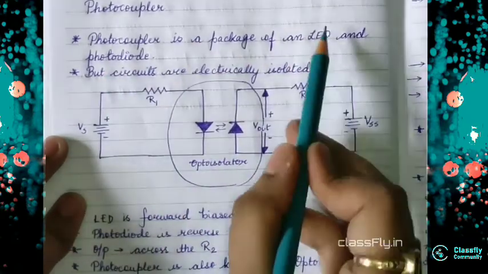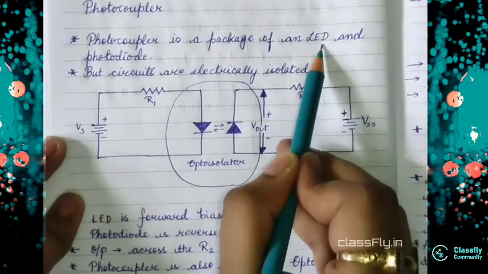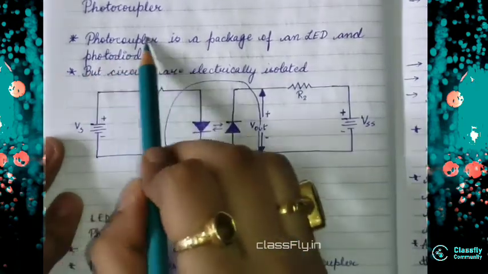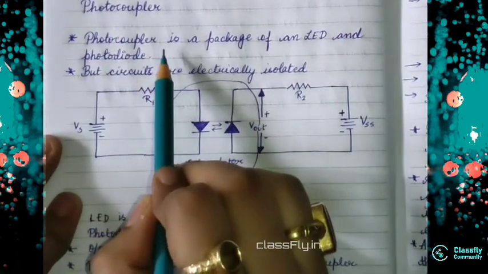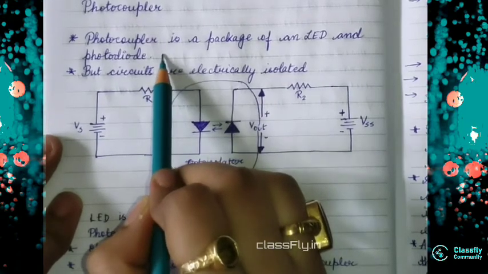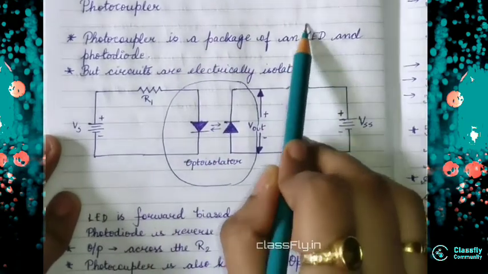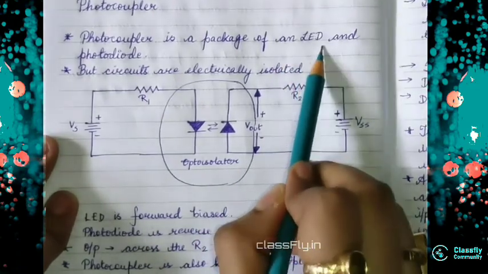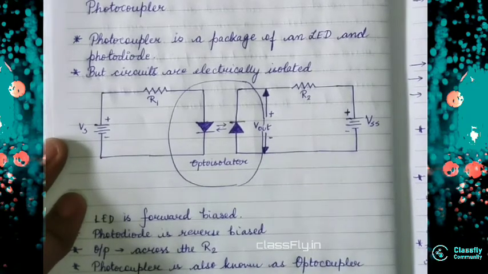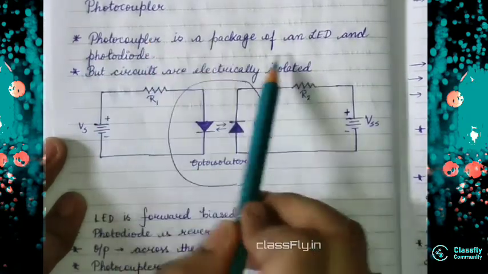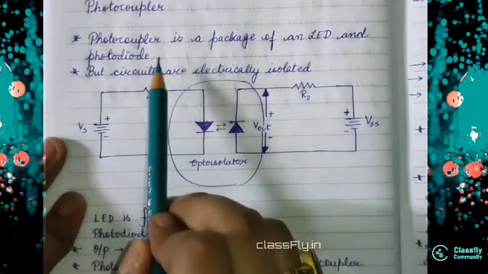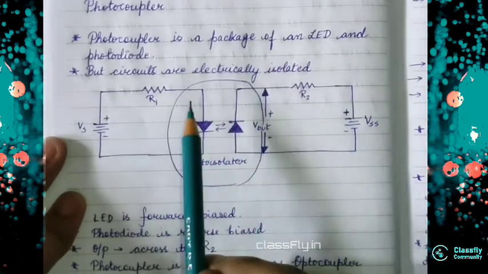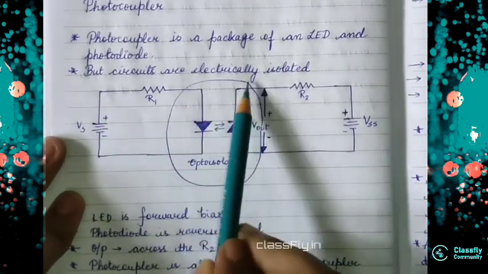Basically, a photocoupler is a combination of an LED, the light emitting diode, which converts electrical energy into light energy, and a photodiode, which converts light energy to electrical energy. Now see, the photocoupler is a combination of LED and photodiode, but the circuits are electrically isolated. That means they are not connected to each other.